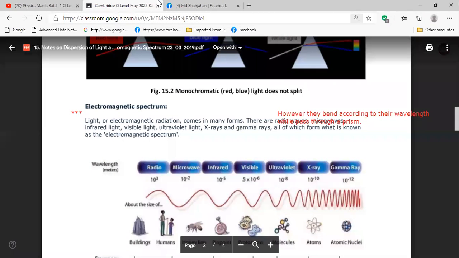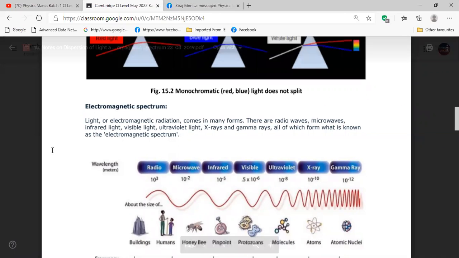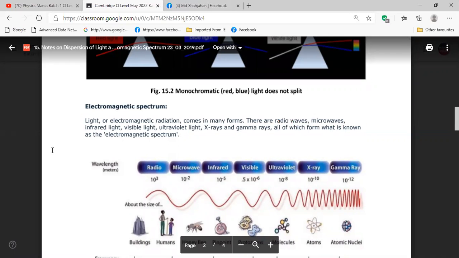Farabi, sir, could you please read from here? Light or electromagnetic radiation form. There are radio waves, microwaves, infrared light, visible light, ultraviolet light, X-rays and gamma rays, all of which form what is known as the electromagnetic spectrum.